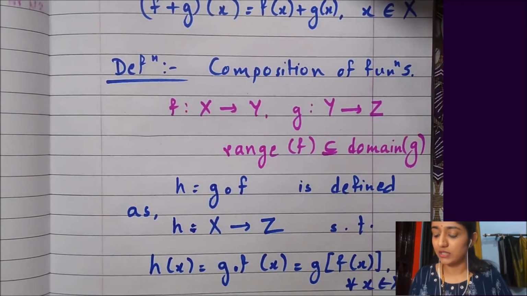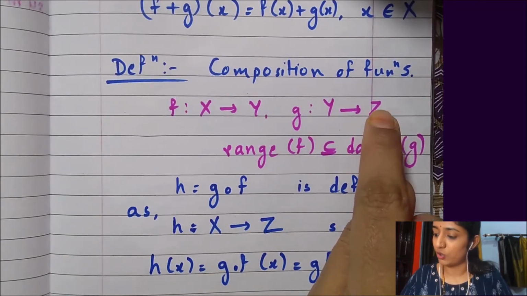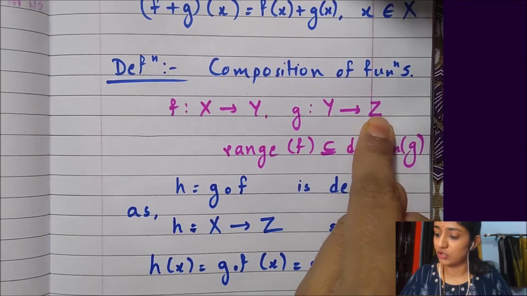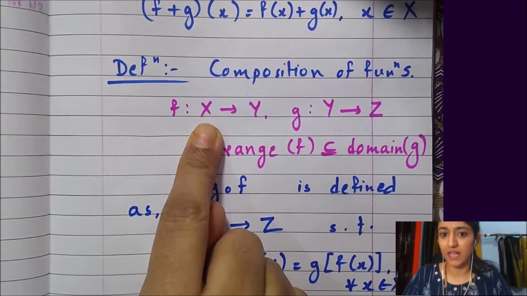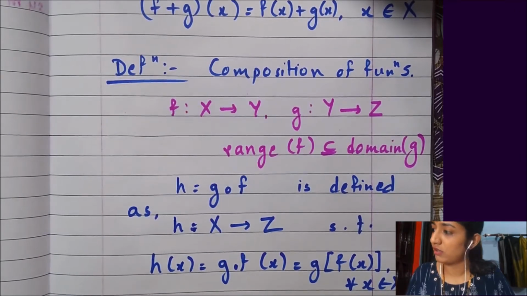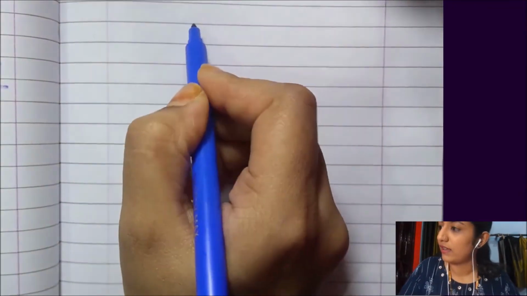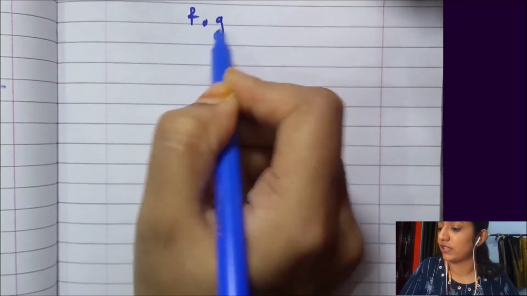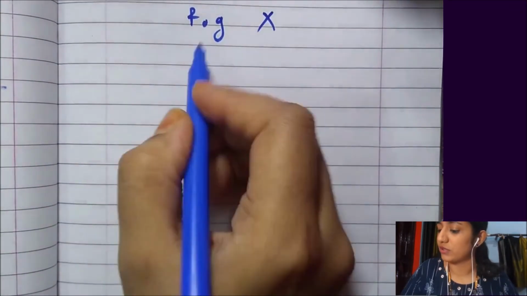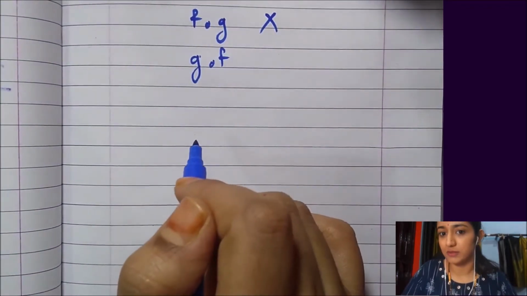Now notice that here the codomain of g does not coincide with the domain of f. So we cannot define f circle g here. This was not possible, but g circle f was possible. In some cases both are possible.